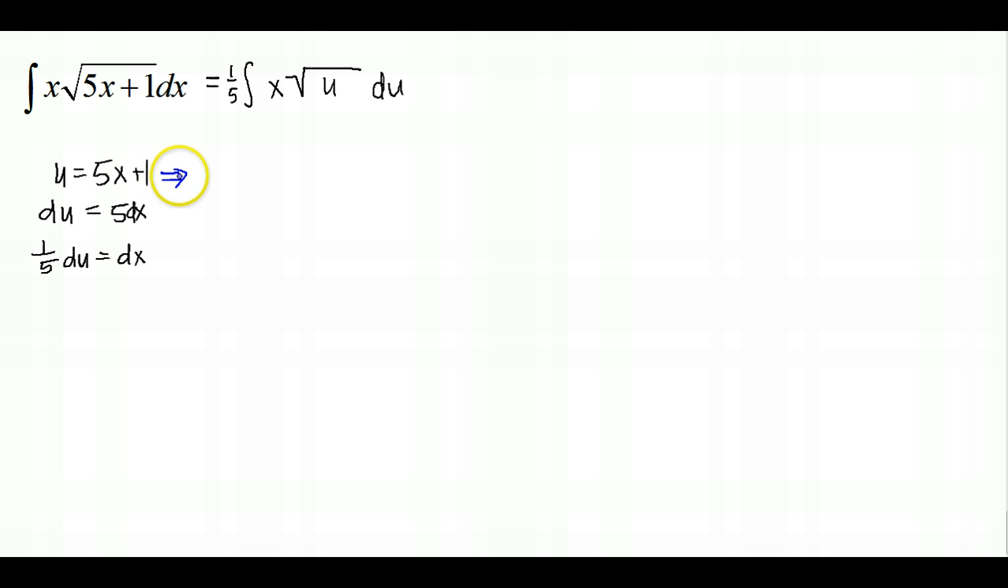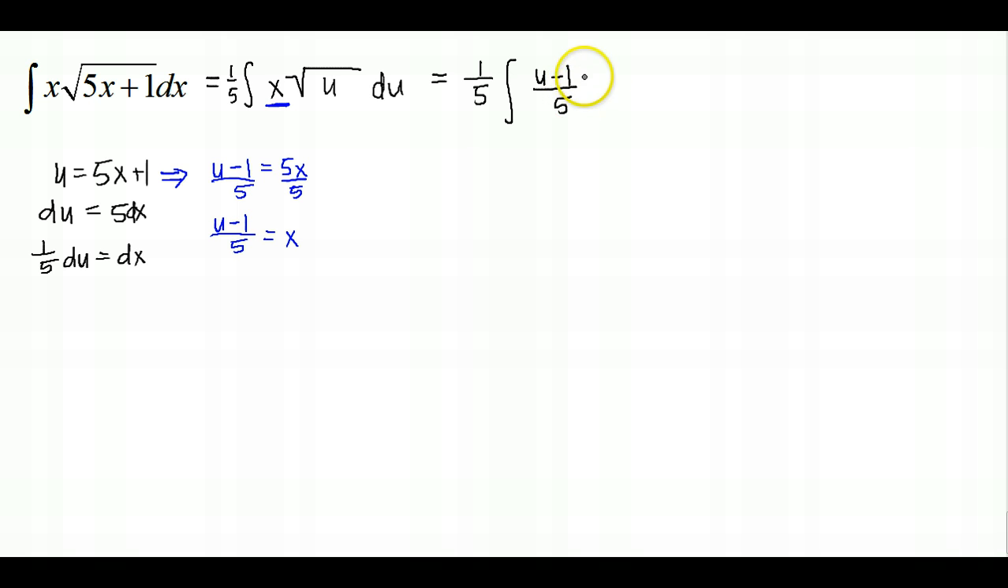So what I mean by that is that I can rewrite this as u minus 1 equals 5x. So I'm just subtracting 1 from the other side, and then dividing both sides by 5. So I end up with u minus 1 divided by 5 is equal to x. So I'm going to replace this x here with u minus 1 over 5. So now my integral is 1 over 5, the integral of u minus 1 over 5 times the square root of u du.